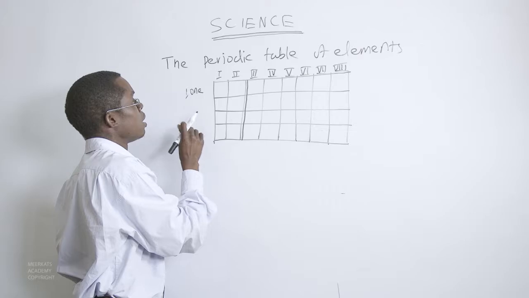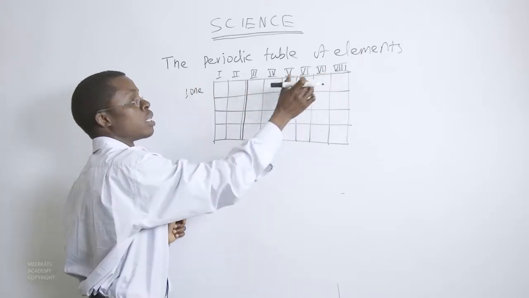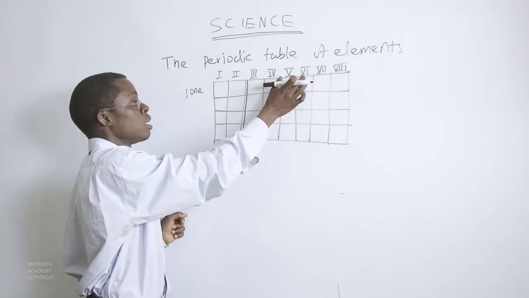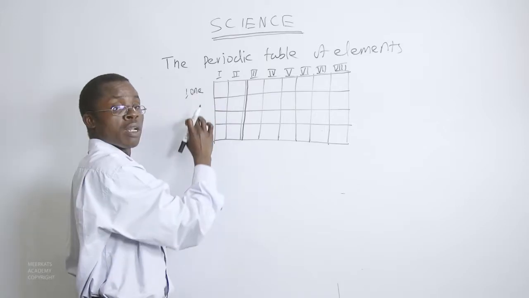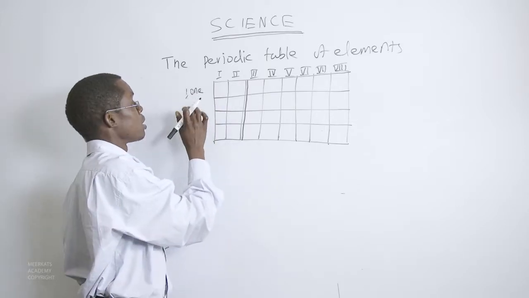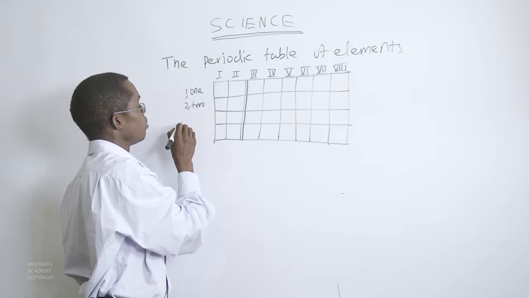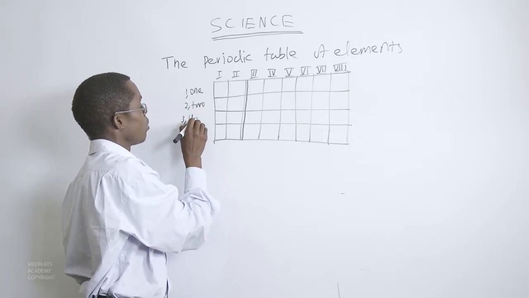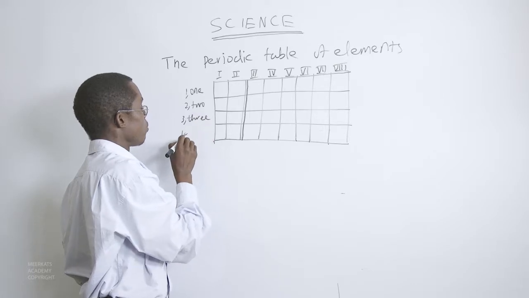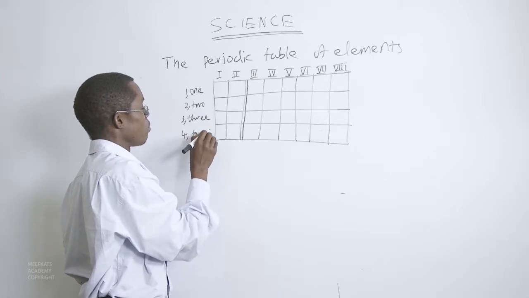You have to be keen that when you are labeling the groups, this is the format of writing or labeling, and when you are labeling the periods, this is the format: 1, 2, or 2, 3, or 3, then 4, or 4.